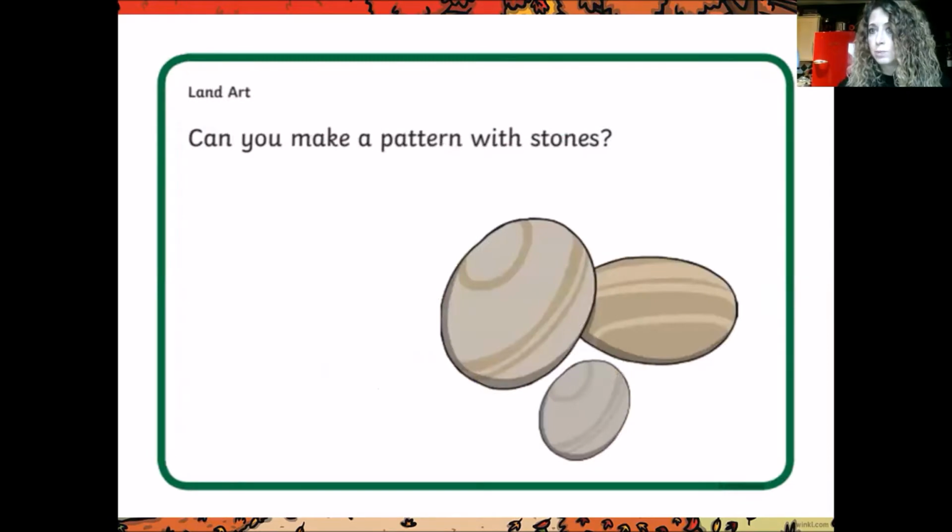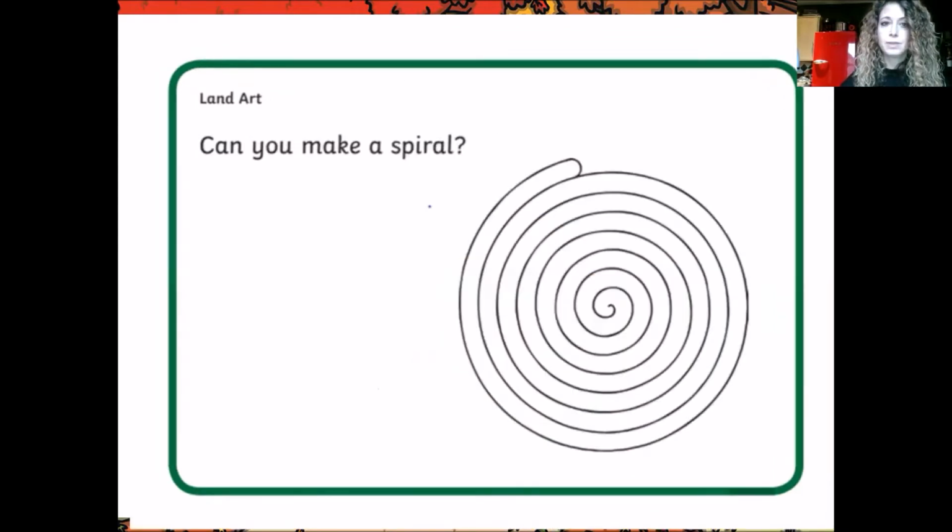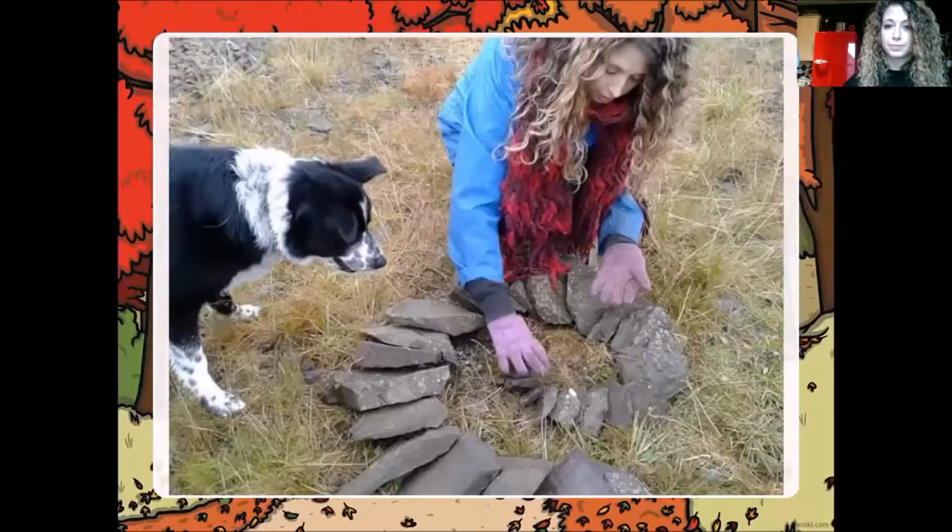Can you make a pattern with stones? If you've collected stones, we may be doing something like that. Can you make a spiral? Now I'm going to show you that I'm going to do something like that, and you could do that with stones or leaves. The spiral looks quite like a snail shell, doesn't it?